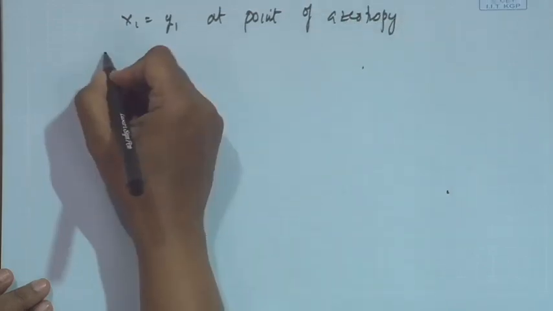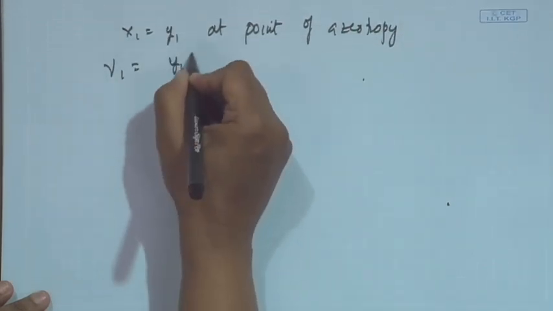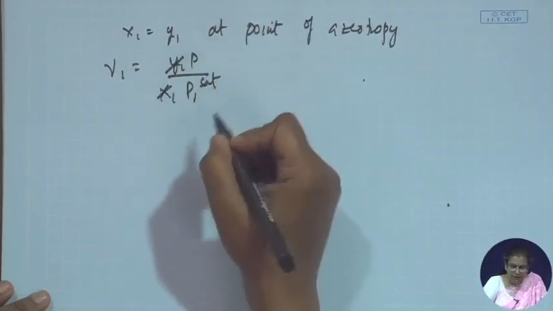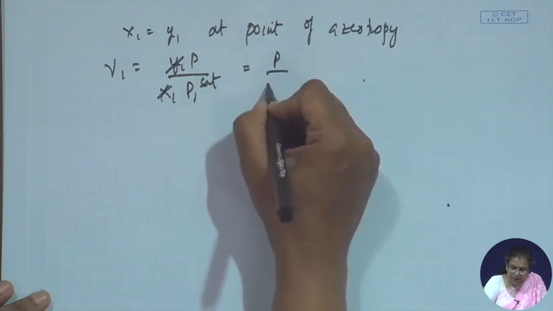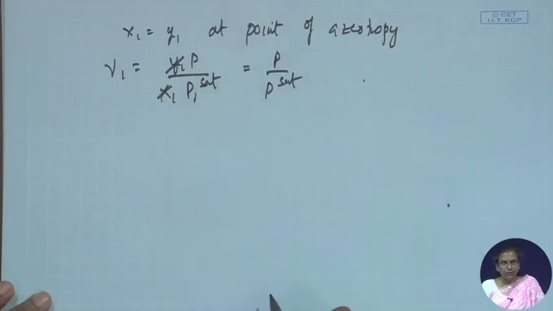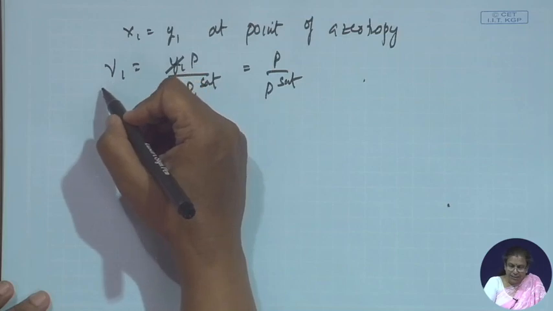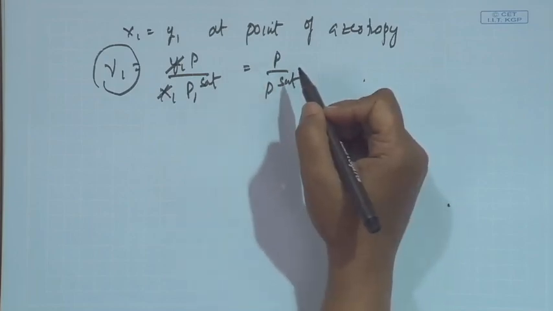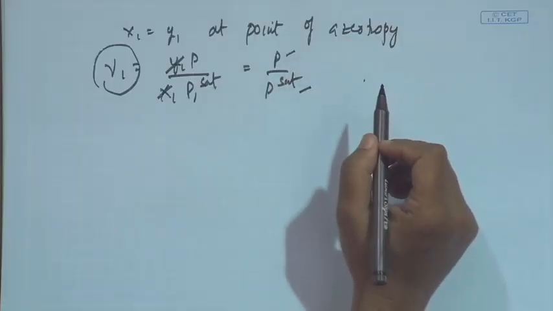What is gamma 1 equal to, can you tell me? It is y1 P by x1 P1 saturated. When x1 and y1 are the same, then gamma 1 is simply equal to P by P saturated. So you see that when there is a large deviation from Raoult's law and we encounter azeotropes, be it a maximum or a minimum azeotrope, gamma 1 at the point of azeotropy can be obtained as a ratio of the total pressure and the saturated pressure of that component.